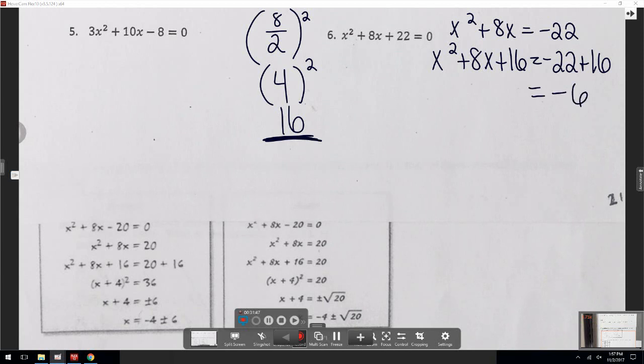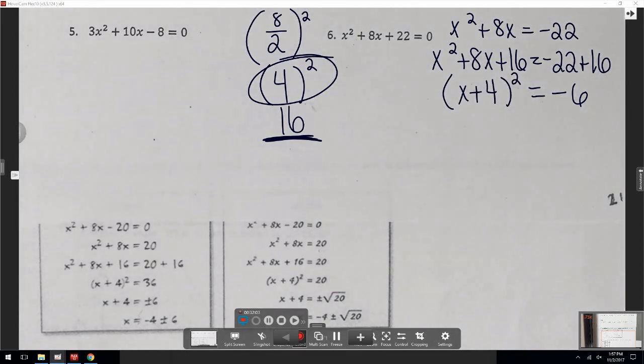Yep. Third step is to factor. No matter how hard these problems get, you always get to look right there and cheat. So what am I going to write? X plus 4 squared. Yep. Last step is to solve.